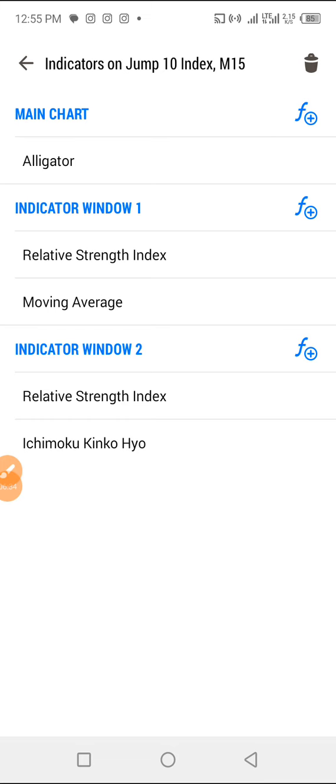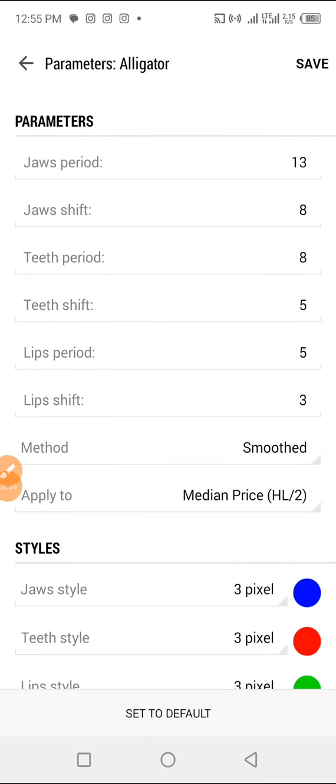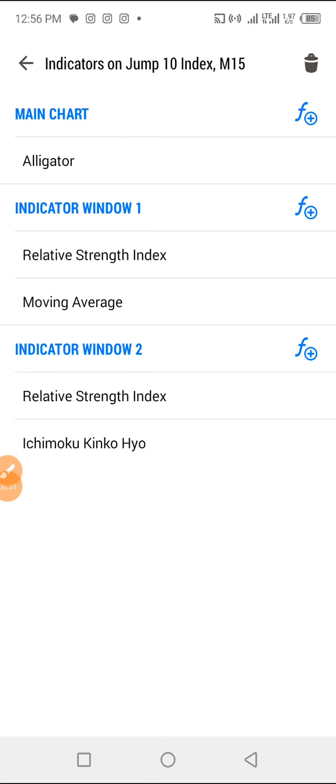In the main chart, we have the alligator, and the alligator is on the default settings. That means we didn't attempt to change any parameters there. Everything you see there is purely the moving average setup, so it is just default settings. You don't attempt to change anything. When you do that, you click save.